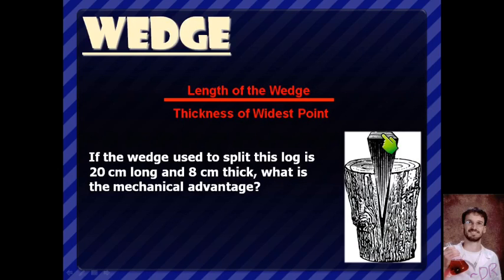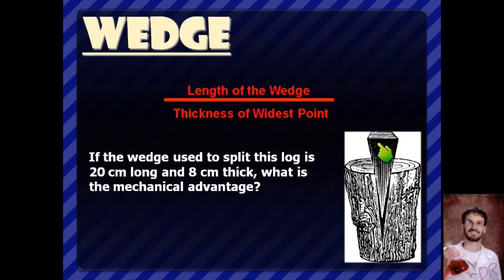Well, we have a 20 centimeter long wedge, so the distance from here to here is 20 centimeters. All right, 8 centimeters thick. That's this distance here at the widest point. That is not, if I could spin it around and look, how wide it is from this viewpoint over here. We're talking about the actual splitting surface, not the surface that's sliding along the log, not that hypotenuse ramp. We're talking about this side here.